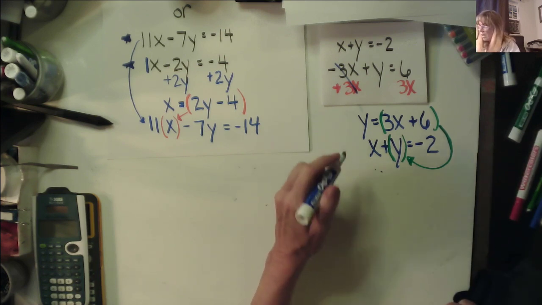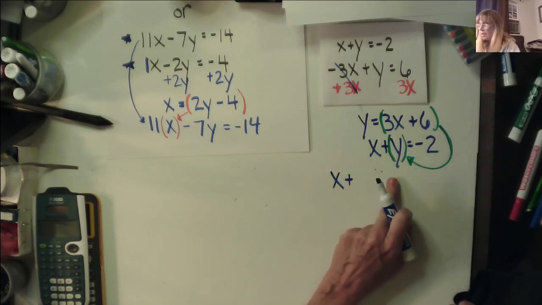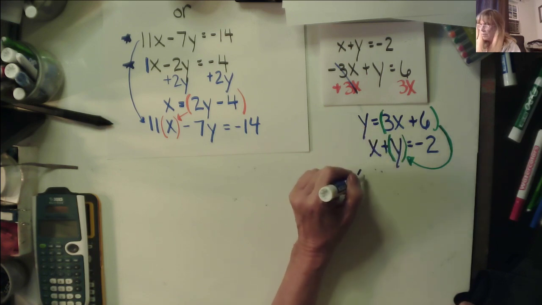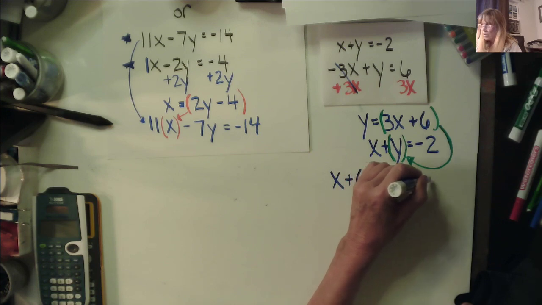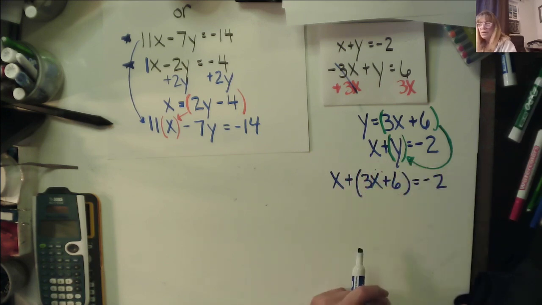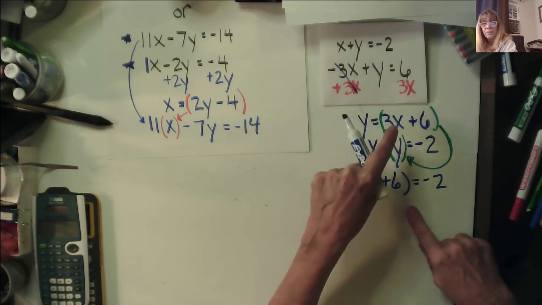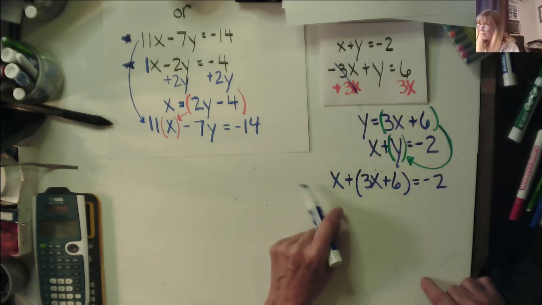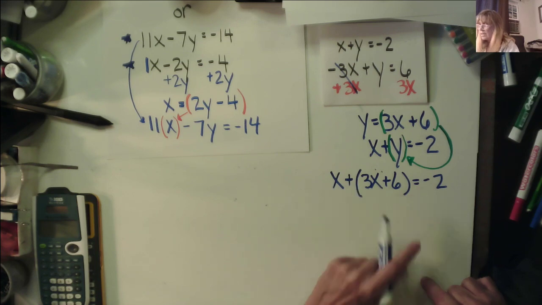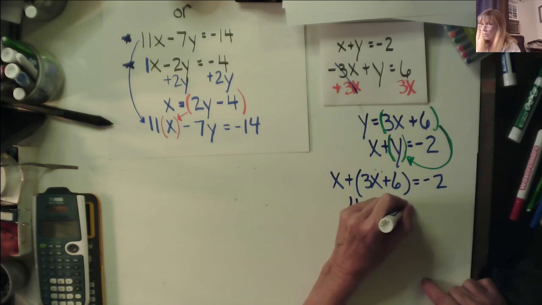So I have the x, not doing anything with the x. I have the plus sign. I have the parenthesis. Now I'm going to put 3x plus 6 equals negative 2. Did I really need to put that parenthesis there? Not really, but it helps me know I'm substituting what's in this parenthesis into that parenthesis. So I have an x, a 3x, and a 6. So I have 4x plus 6 equals negative 2.